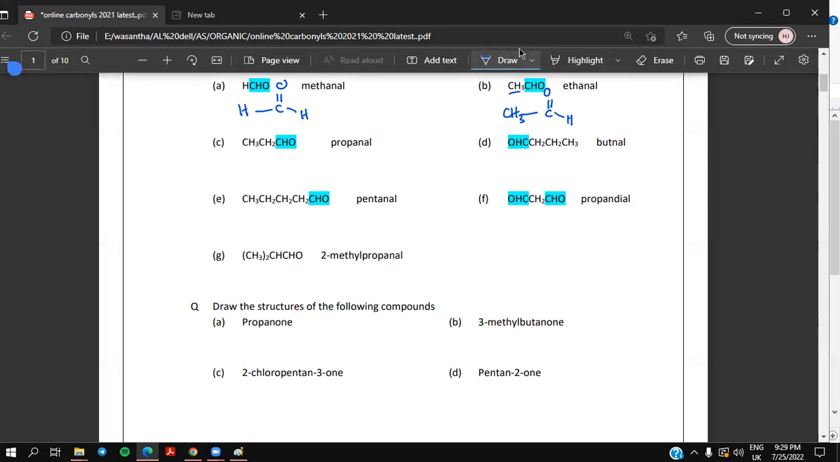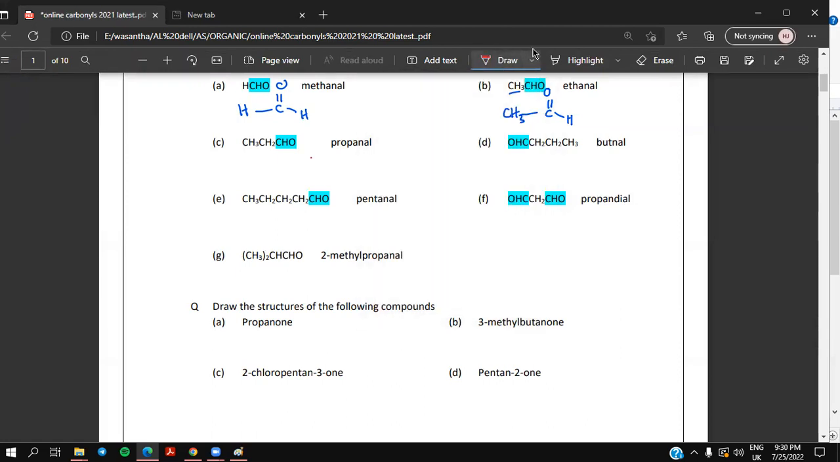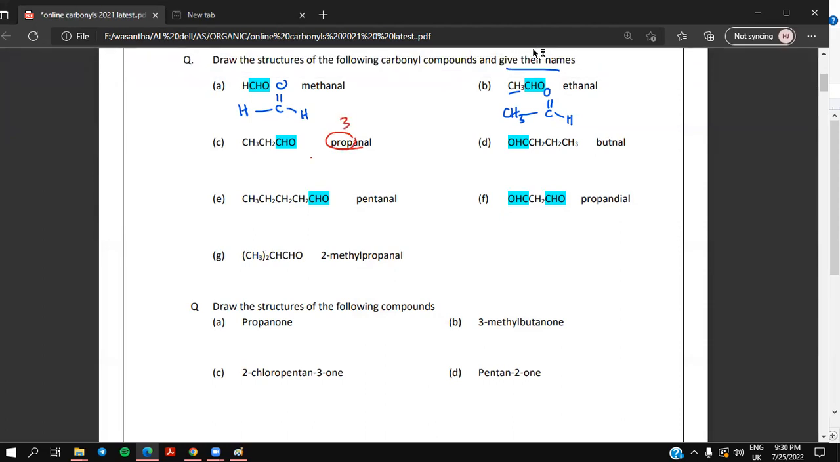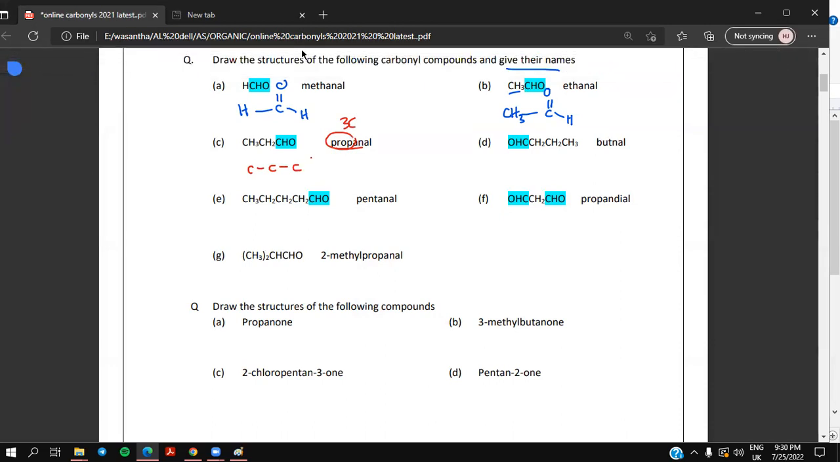I think we can try this out now. We don't have to give so much time to this. Propanal. Propanal means 3 carbon atoms. Al means aldehyde. So I drew 1, 2, 3. CHO is the aldehyde part. Always the aldehyde part comes in the corner of the molecule. And here we have CH3, CH2.